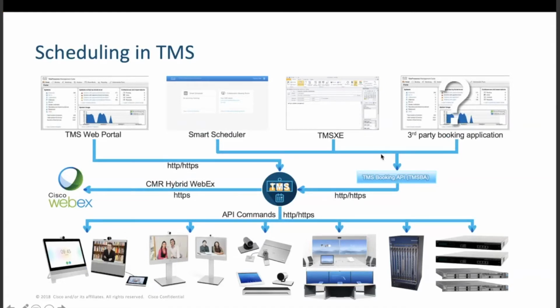All three, Smart Scheduler, TMS XE, and the third party, will all use this TMS booking API code. This flows over HTTP or HTTPS. APIs are sent to TMS, and TMS performs the function based on the information it receives. TMS as a web application internally talks to the code over HTTP, HTTPS.